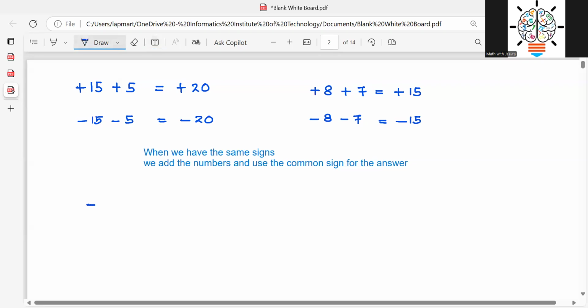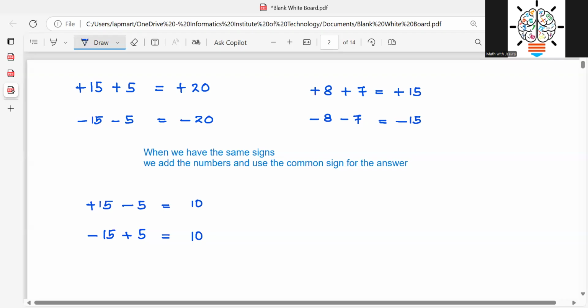Let's say you have positive 15 and negative 5, or negative 15 and positive 5. Now what happened, children? You have different signs. When you have different signs, you get the difference of the numbers. The difference of 15 and 5 is 10. You put 10 here. And what will be the sign? You get the sign of the higher digit. I'm not saying the higher number. Later, I'll explain why I'm using the digit instead of the number or the value.